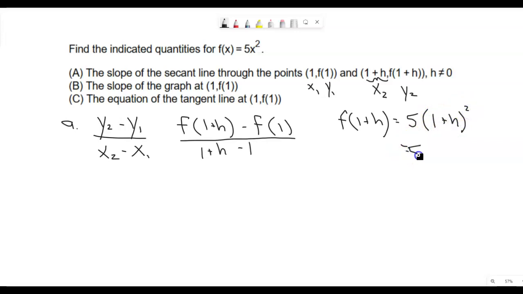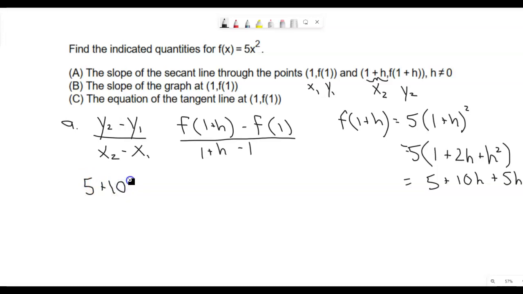That's going to be equal to 5 times, if we FOIL that out, we get a 1 squared, which is 1, plus the inner and the outer terms will give us 2 times 1 times h, which is just 2h, plus h squared. Finally, we can distribute that 5, and you get 5 plus 10h plus 5h squared. So that's what we're going to replace this with up here: 5 plus 10h plus 5h squared.